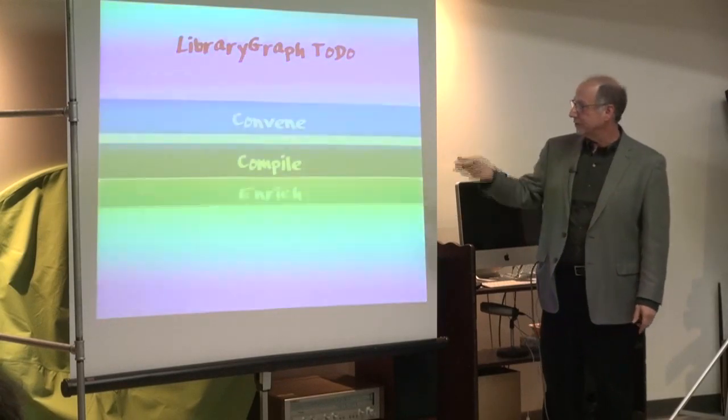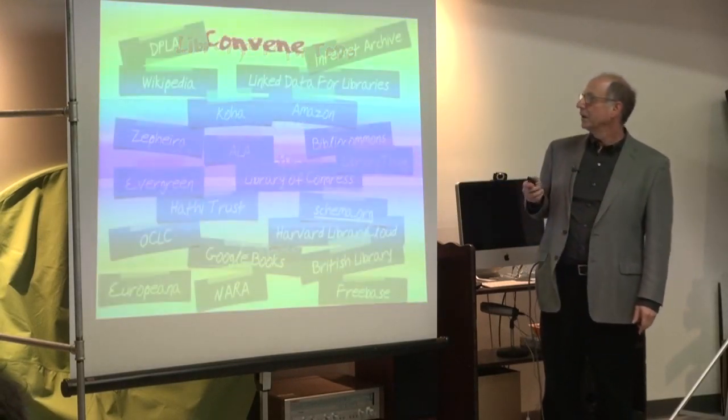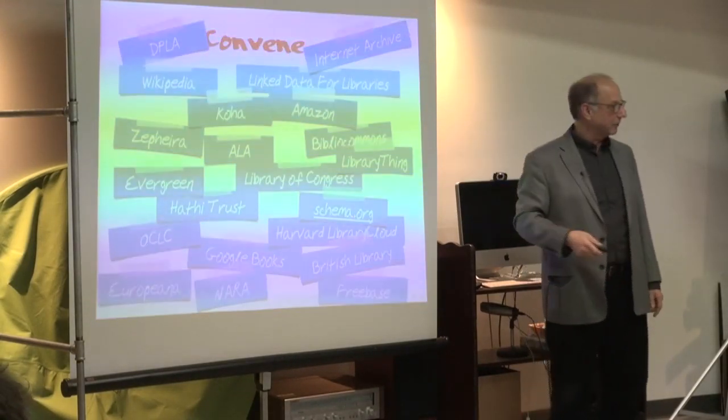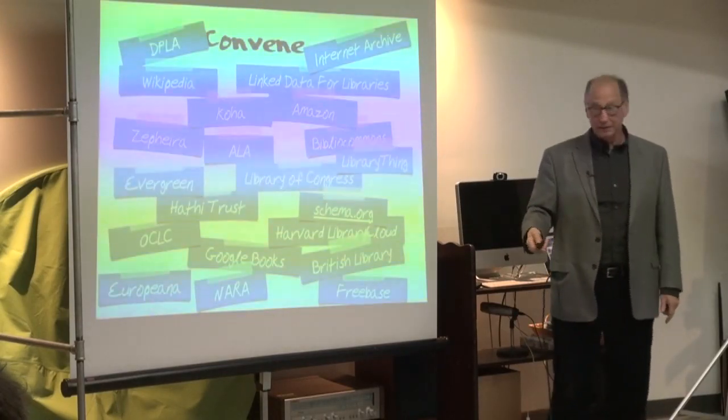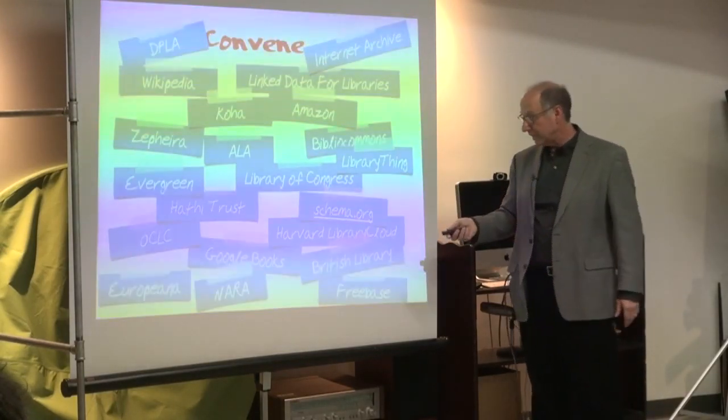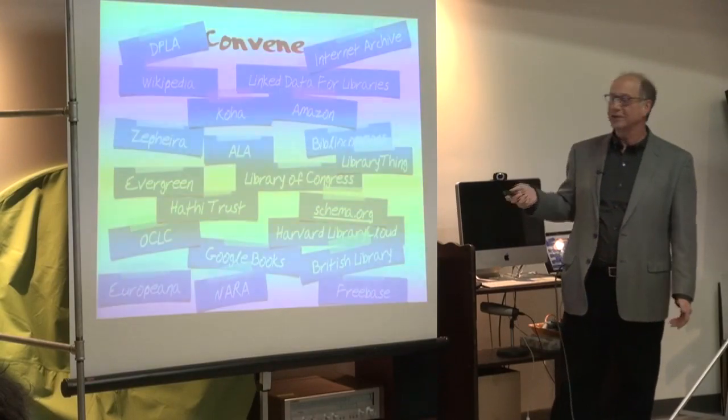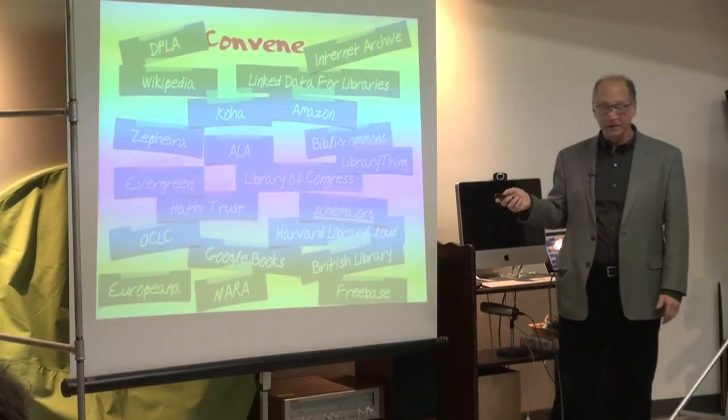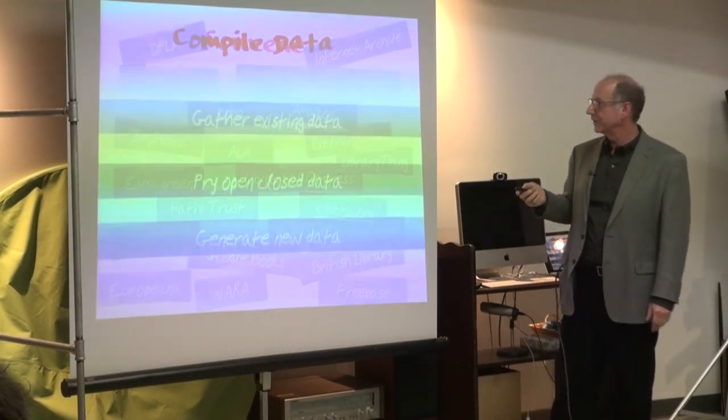So how do you build LibraryGraph? Well, you've got to do 4 things. The first is there's a tremendous amount of related work that's gone on in the world, much of it by libraries, but well beyond that as well. You have to convene people. The only way of doing this is collaboratively with as many partners as you can.